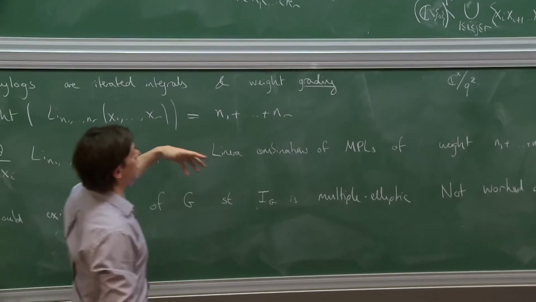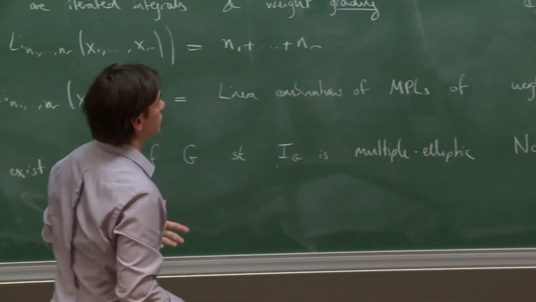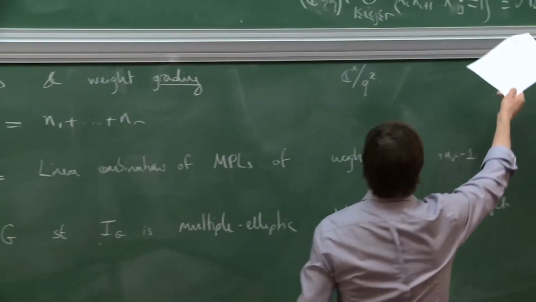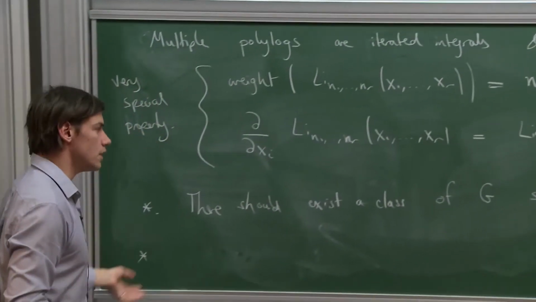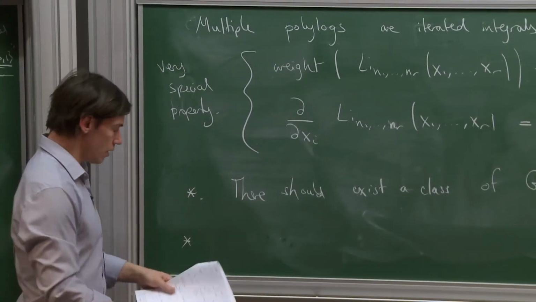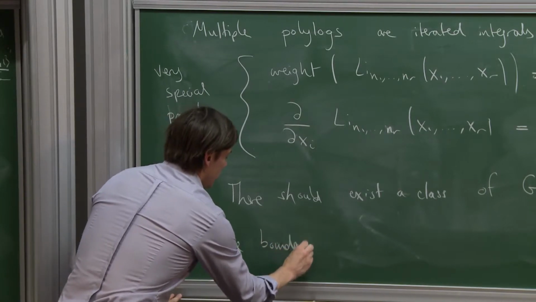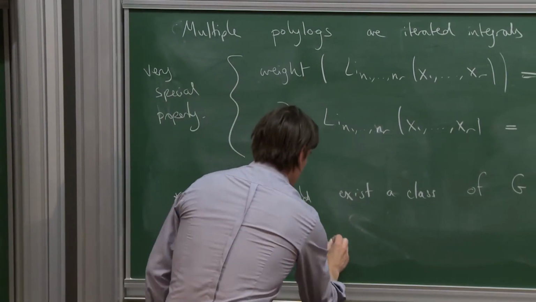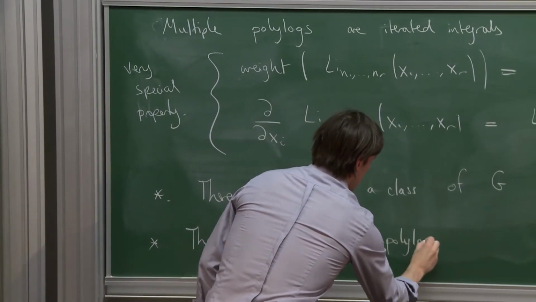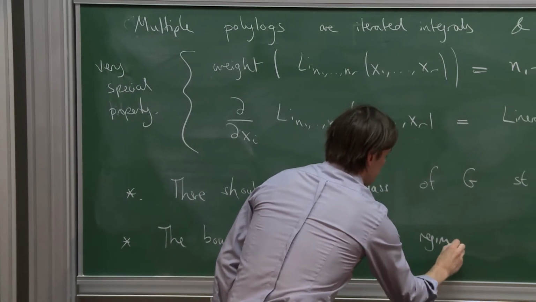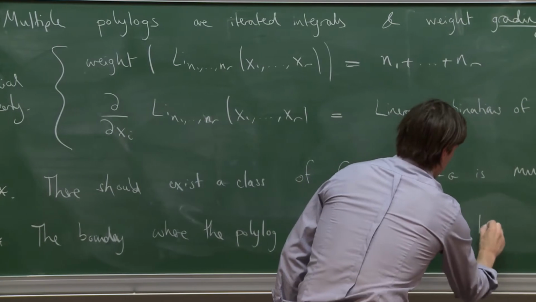Alternatively, you could look at iterated integrals on the universal elliptic curve. That's a whole class of functions. It's in some sense the genus 1 analog of this story, and they should describe another large class of diagrams, and that class is not known. And so the boundary, again, the boundary where the polylog regime ends is not known. Something is known about it, but it's not known precisely.